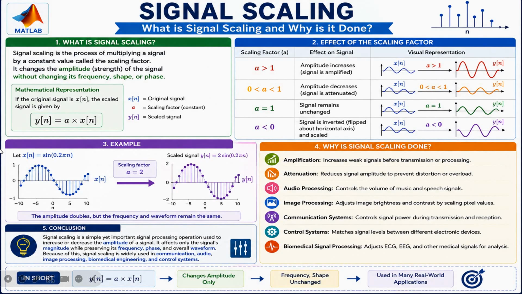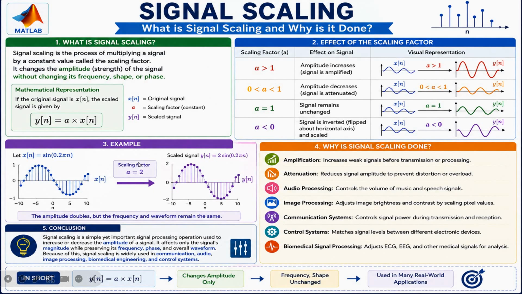Now here is the example. Here we'll take x of n equal to sine of 0.2 pi n. When you plot this, or when you type the program and execute this instruction, you will get this. That is, this is a sinusoidal signal. So here this is x of n, the input signal.